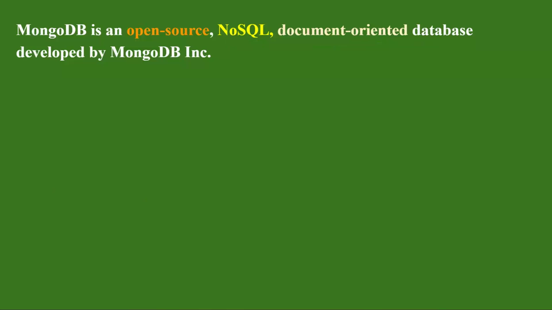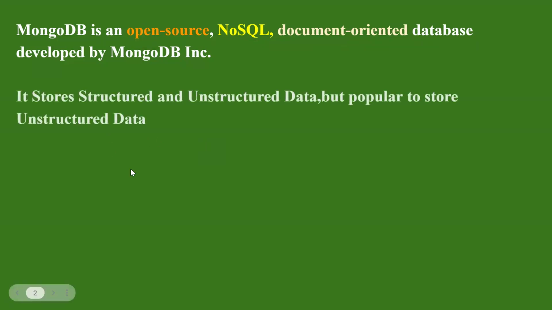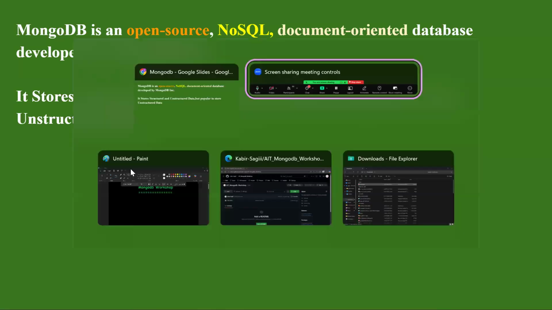Next point. It stores structured and unstructured data, but it is more popular to store unstructured data. So MongoDB is a database which can store structured data also and which can store unstructured data also. But it is more popular to store unstructured data. Now, what is the meaning of structured data? What is unstructured data? That we have to understand. So let's understand what is structured data and what is unstructured data.